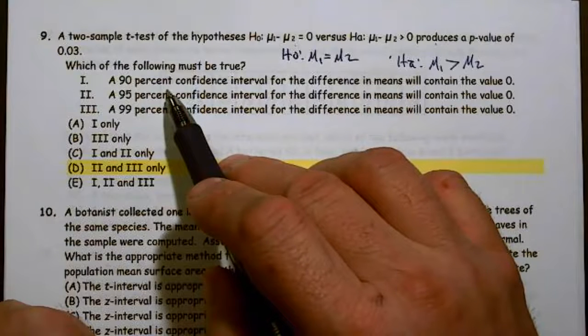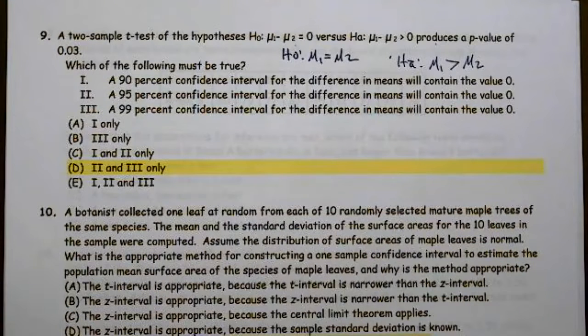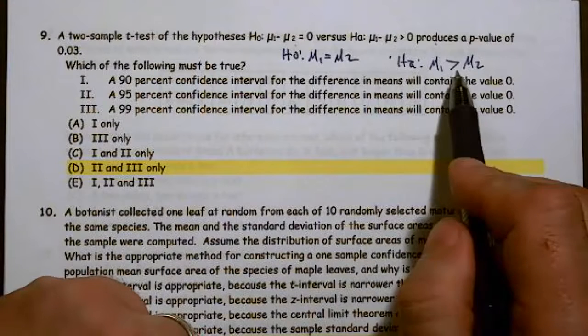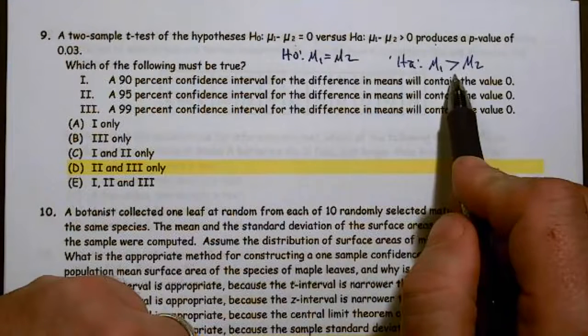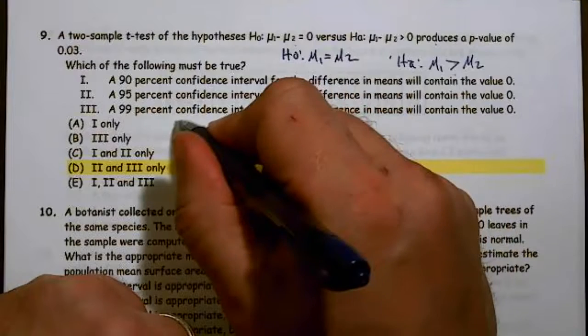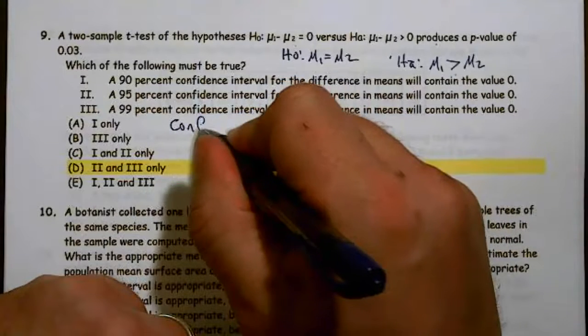So we're going to confidence intervals. Well, to be a confidence interval, well, first off, all confidence intervals are two-tailed. This is one tail. So write this down. Confidence intervals are two-tailed.